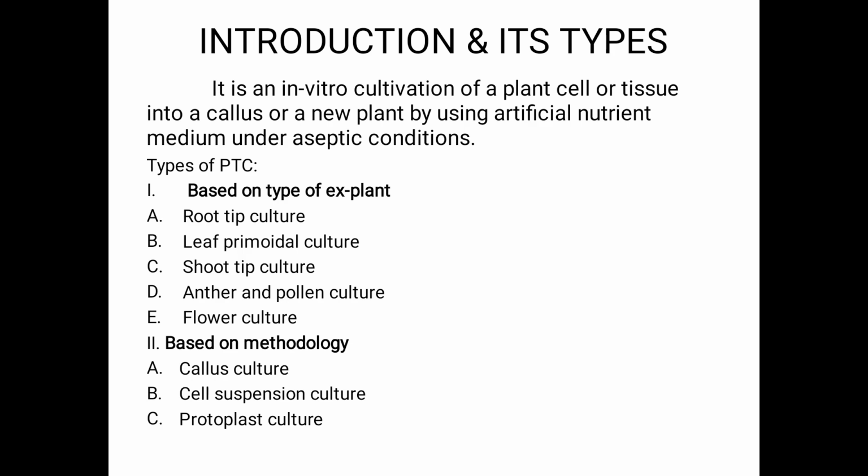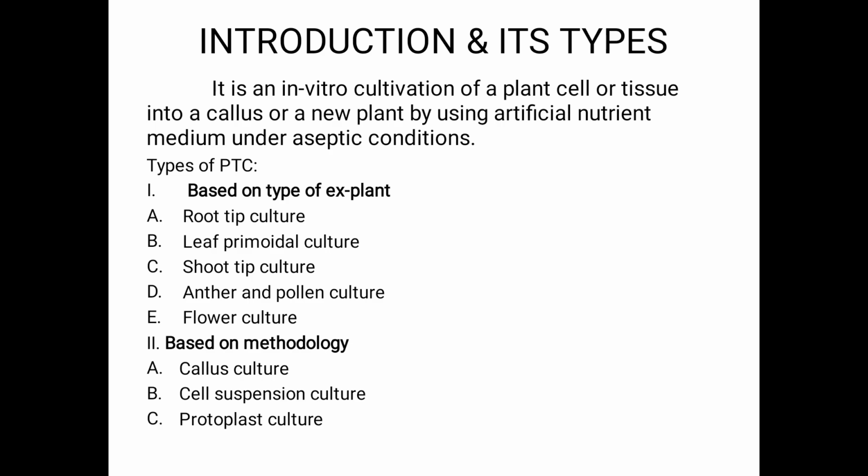Explant means whatever cell or tissue we are going to use to produce a new plant, that particular cell or tissue will be called an explant, right? So the plant cell or else a plant tissue we are using to develop a new plant will be called an explant. So based on the type of explant, PTC may be root tip culture, leaf primordial culture, shoot tip culture, anther and pollen culture, flower culture and so on. So based on the explant, we are categorizing it into numerous categories.